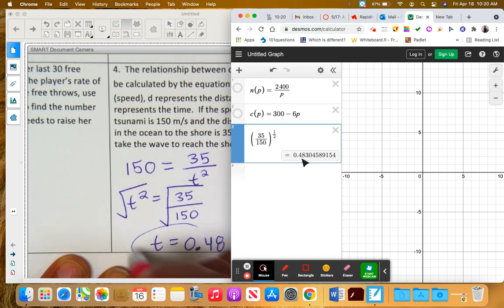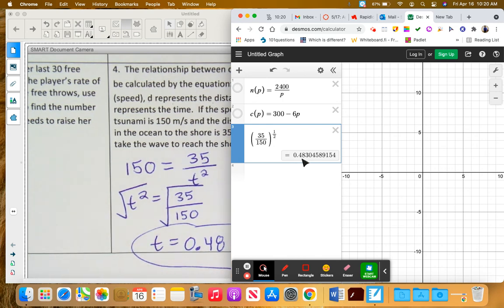So I had a little bit of issue because I had all my stuff open since I'm making my video, and I can't get down to the bottom where my square root is. But in Desmos, you would just type in the square root of 35 over 150, and it should give you this 0.480 number here. So just type that in.